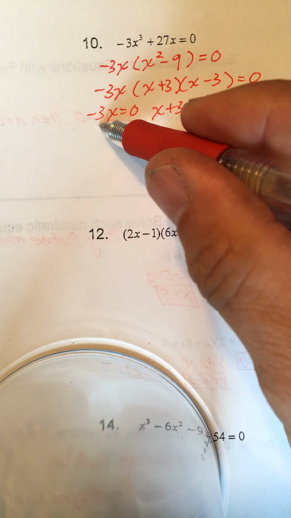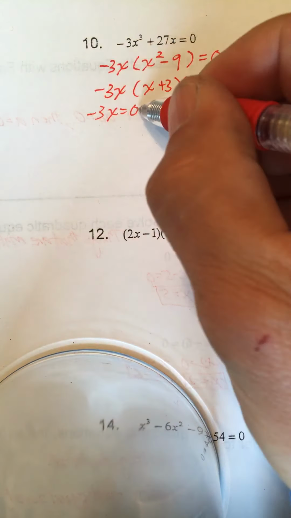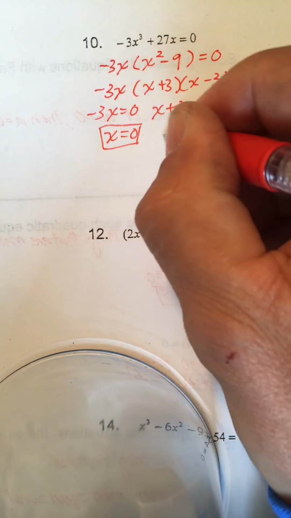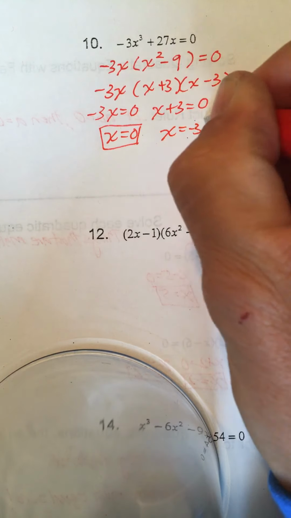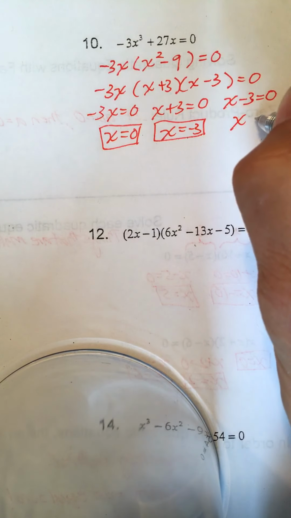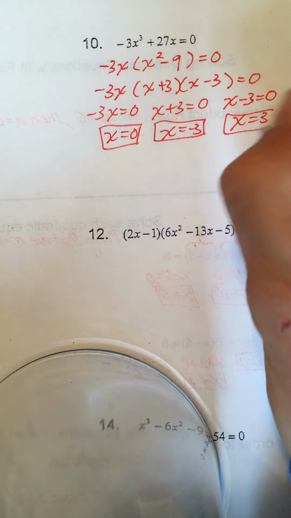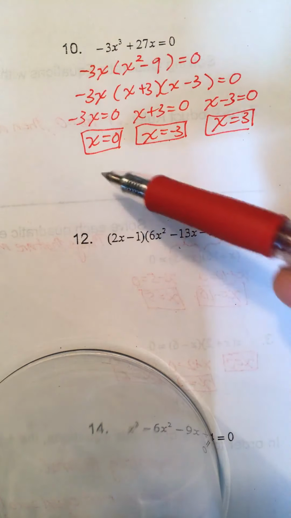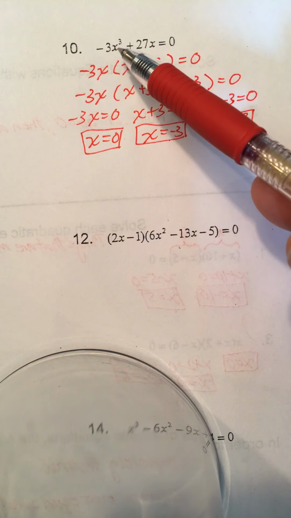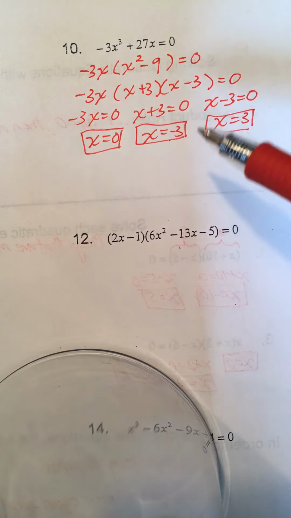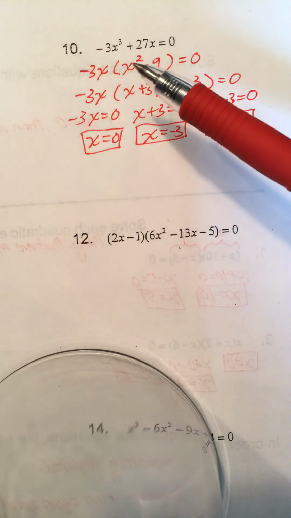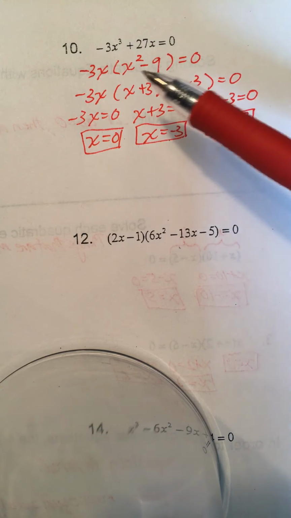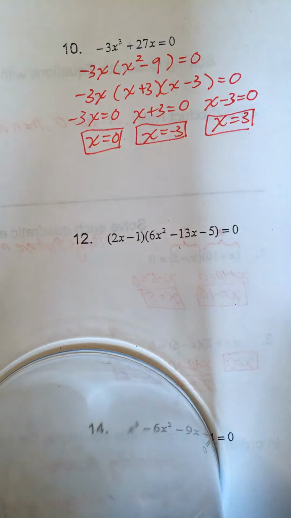So here I would divide both sides by negative 3. 0 divided by negative 3 is 0. Here I would subtract both sides by 3. Here I would add both sides by 3. So here this guy actually has 3 solutions because it's a cubic. Okay, this really isn't quadratic, but we treated it like one, and we can still apply what we learned about quadratics to this guy because it's factorable.